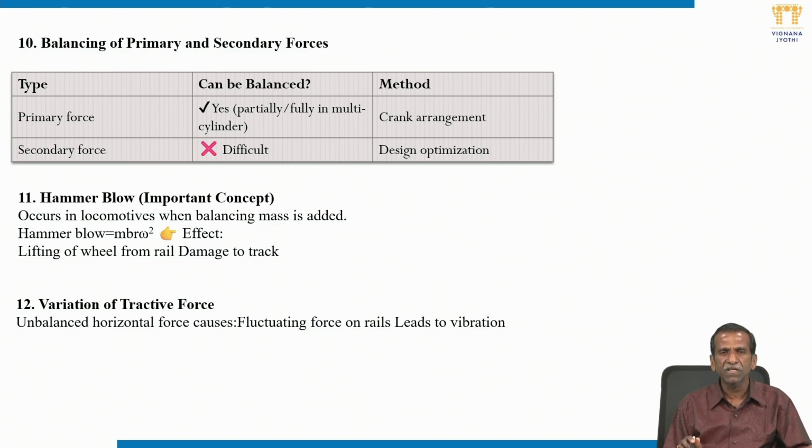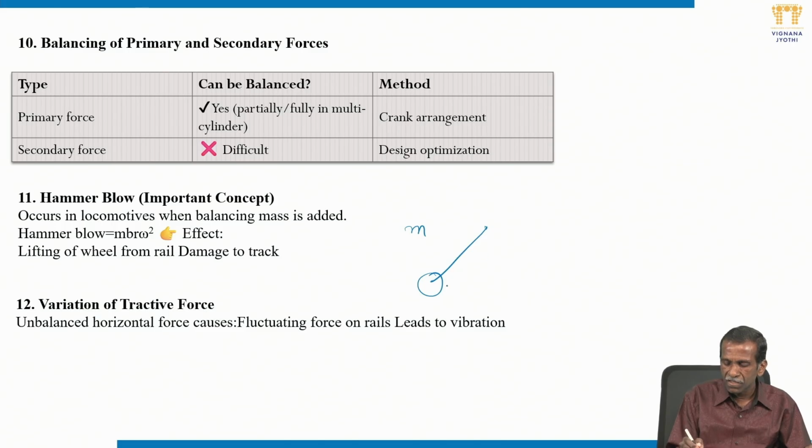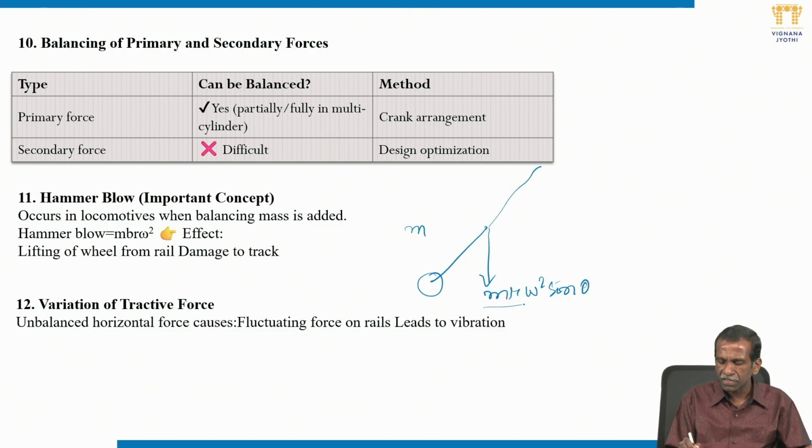In secondary force, as you have seen, it is difficult to maintain balance, because only some amount can be balanced. This occurs in locomotives when balancing mass is added, which leads to hammer blow. Suppose the balancing mass m r, as you have seen, is attached. This component, m r omega square sin theta, is the unbalanced force. When the crank is at an angle of 90 degrees, what happened? It dominates, because it becomes m r omega square. This leads to hammer blow.